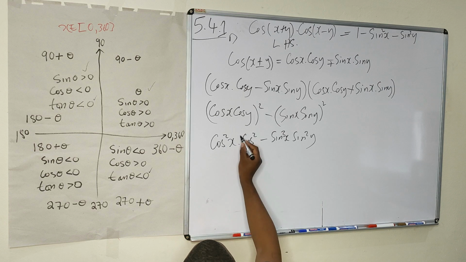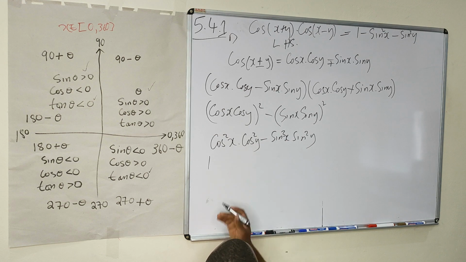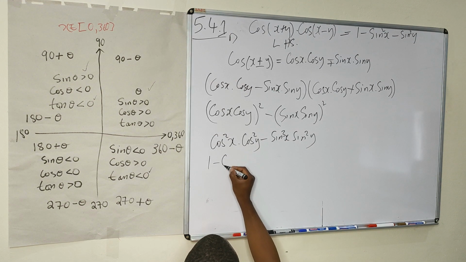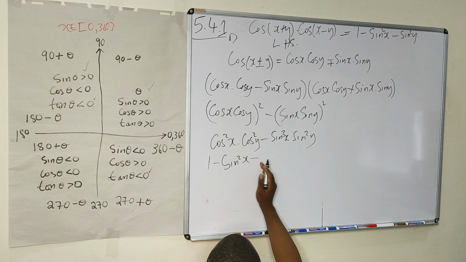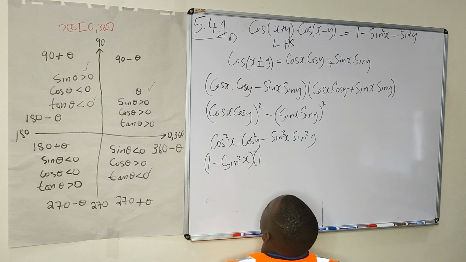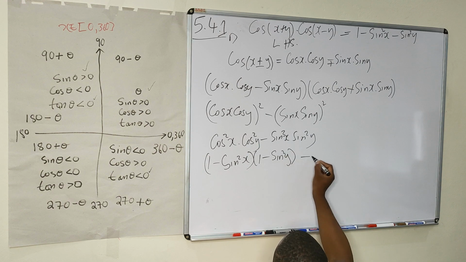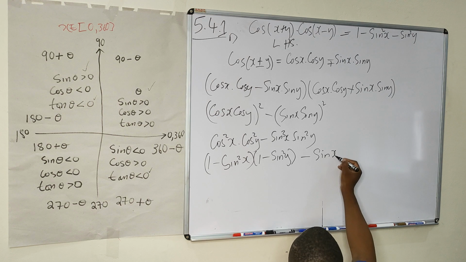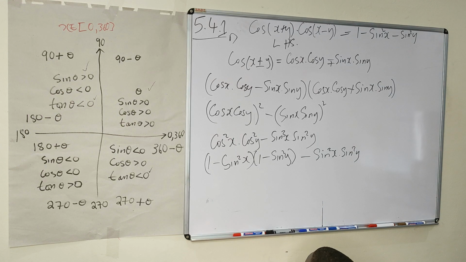So what do we have here? Here we have 1 minus sine squared x, right? Minus sine squared y, times 1 minus sine squared y, minus sine squared x times sine squared y, right? So what do you have?